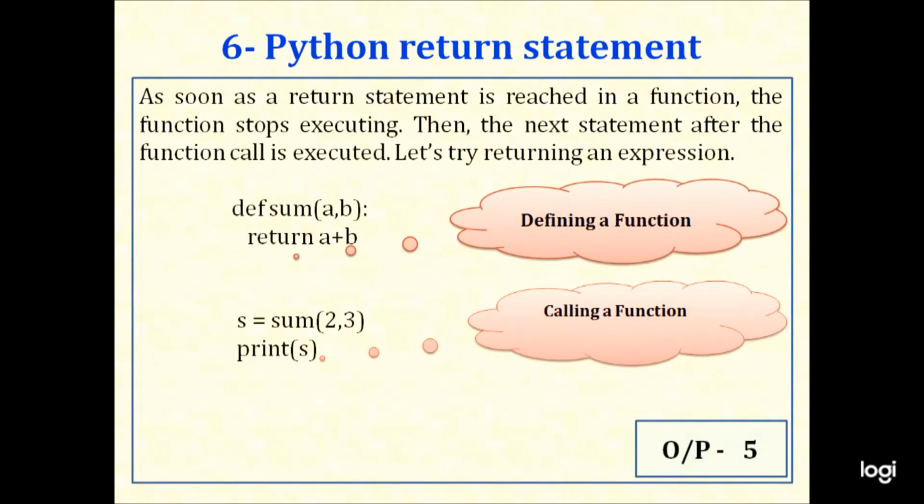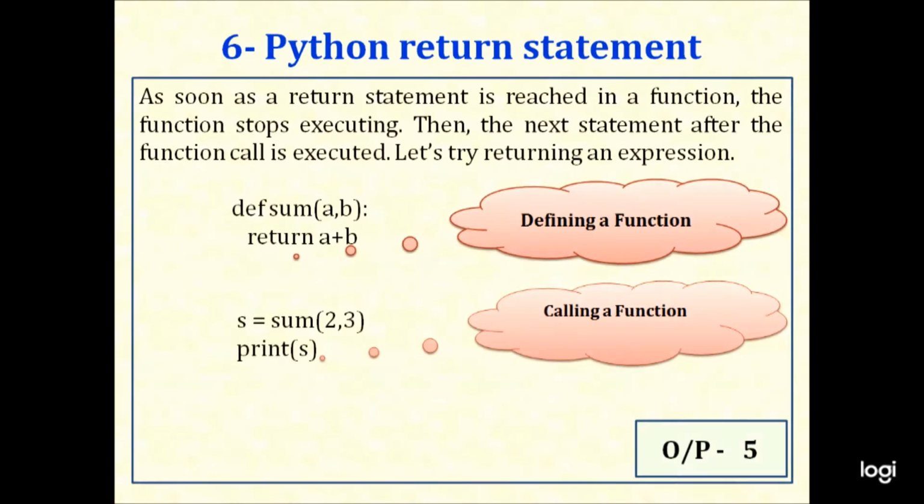Next one, more about Python return statement. As soon as return statement is reached in a function, the function stops executing. As I already said to you, return statement terminates the function execution and resumes the calling program. The next statement after the function call is executed.